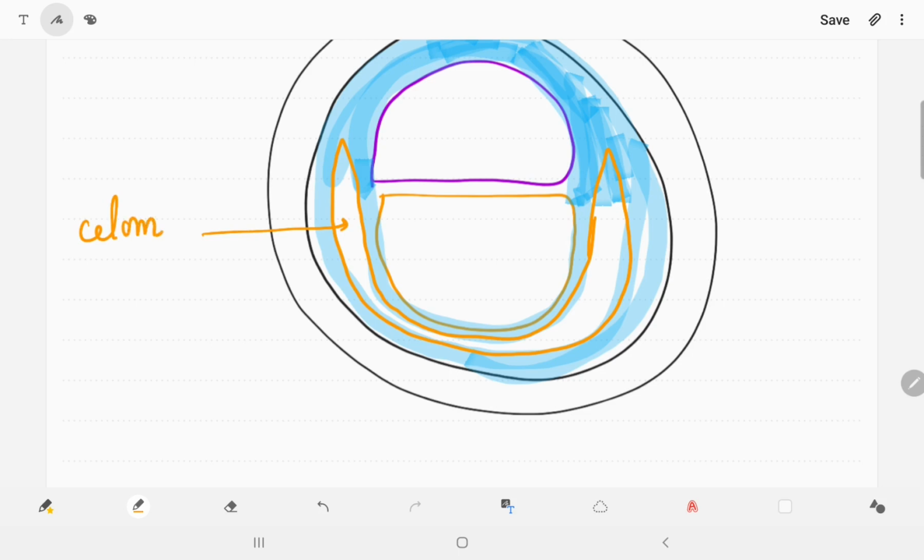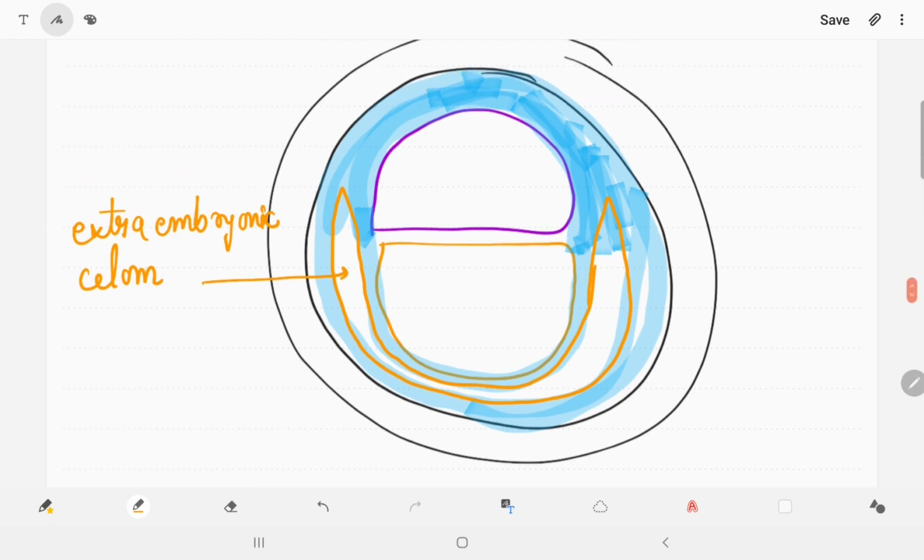And where is the coelom formed? It is formed in the extraembryonic mesoderm. So we will call it extraembryonic coelom. Right? This is the extraembryonic coelom. Now, one peculiar point that I want you to understand over here is that this extraembryonic coelom is not extending to the region of the amniotic sac. Can you see that this coelom, I have deliberately drawn it only in the region of the yolk sac.